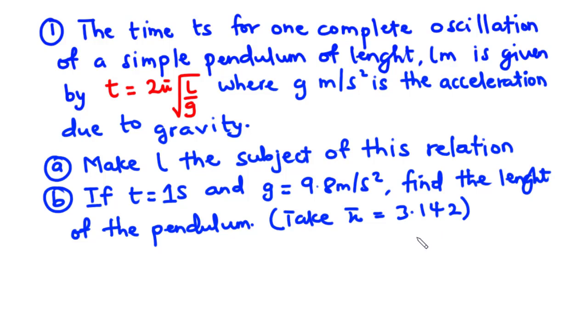Now to solve this question, we have the relation t equals 2 pi multiplying the square root of L over g, and then for A, we are going to make L the subject. So without wasting much time, let's make L the subject. So according to the question, we have the relation t equals 2 pi multiplying the square root of L over g. Now we are going to make L the subject.